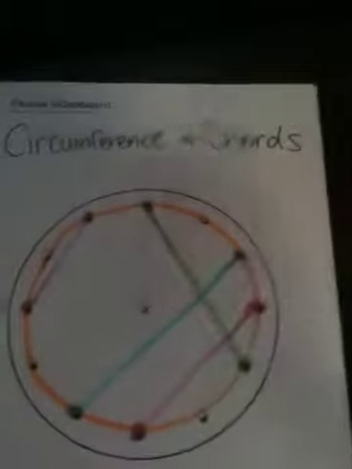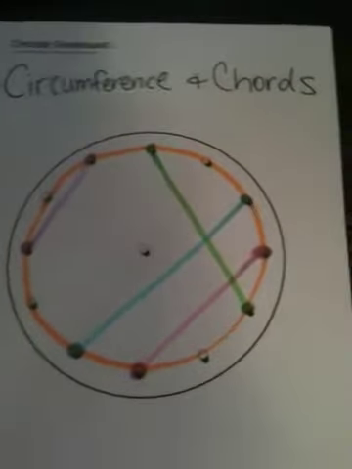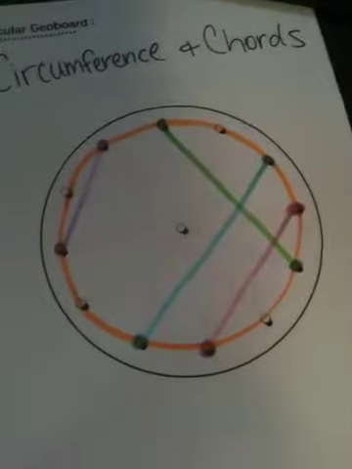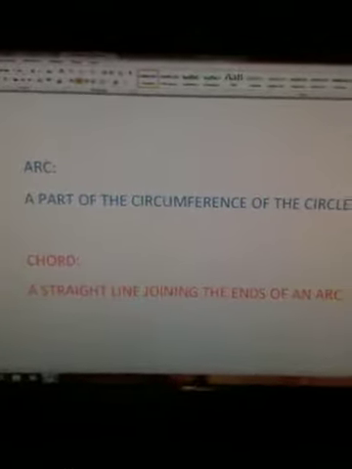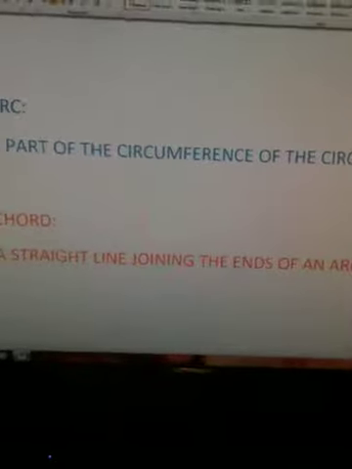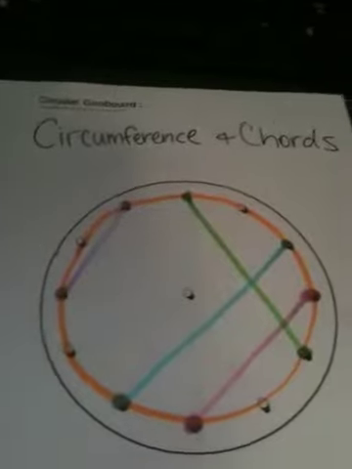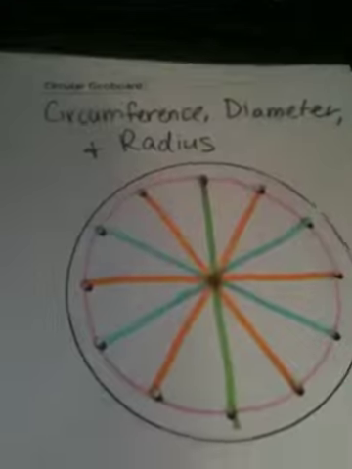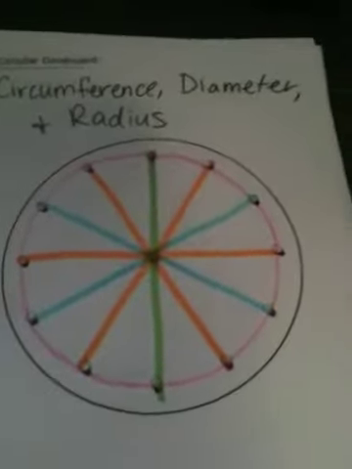A few different things I've represented here using circular geoboards. Here is one that represents circumference and chords, and just for anybody that needs to brush up on their math, an arc is a part of the circumference of the circle, and a chord is a straight line joining the ends of an arc. So the different colors represent different kinds of chords, as well as the orange is the circumference.